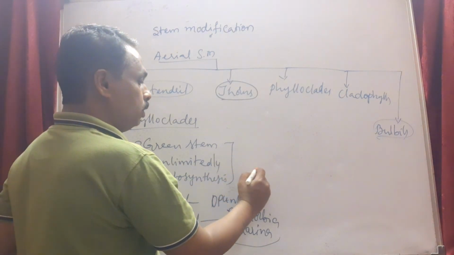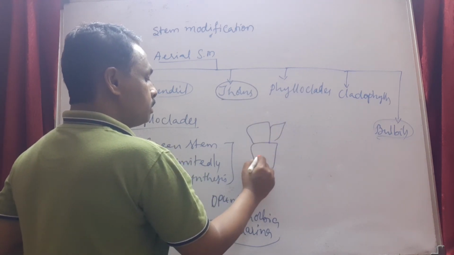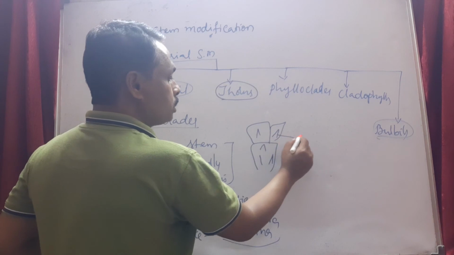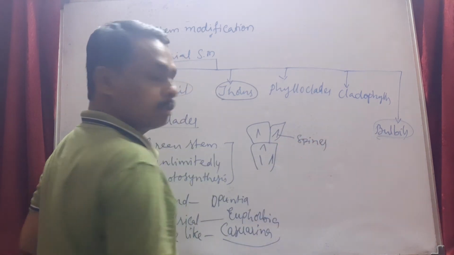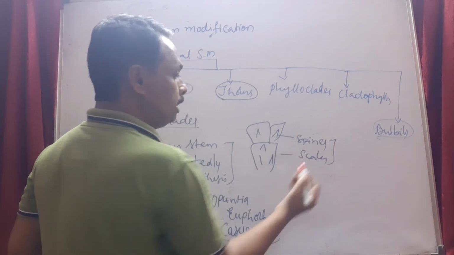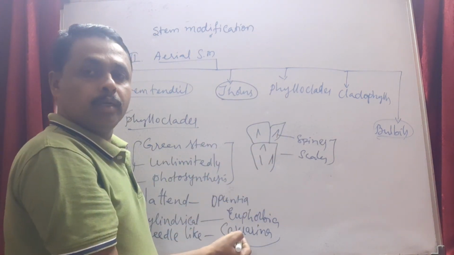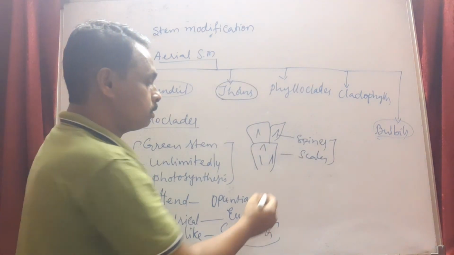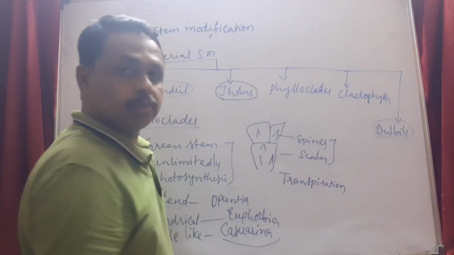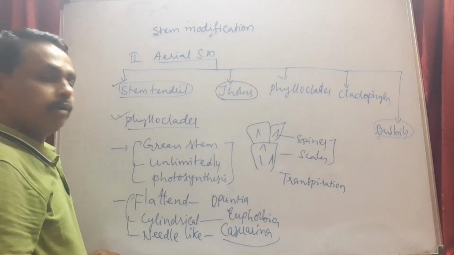If you look at the opuntia plant, there are pointed structures present. These pointed structures are called spines or scales. That means the leaves present on these plants will be modified into spines or scales to prevent loss of water by the process of transpiration. Such modifications will be seen in stems, that is phylloclades. That's about phylloclade, right?